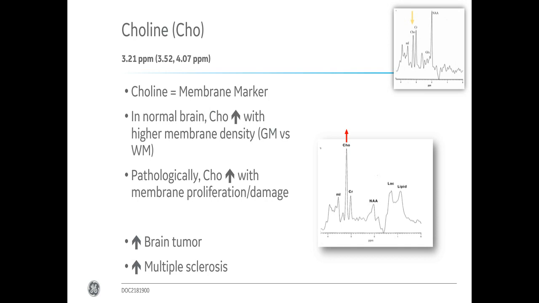Pathologically, where we have damage to the membrane, choline becomes released to the fluid, and then we see an increased choline in the spectrum. For example, here where the choline is clearly larger than the creatine compared to our standard normal spectrum, we immediately see the difference.